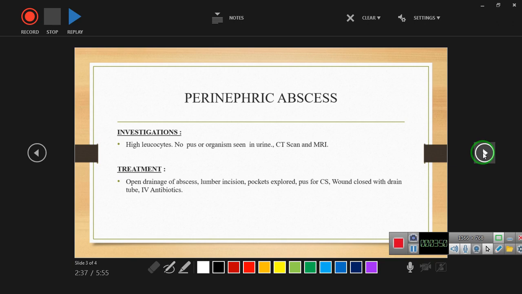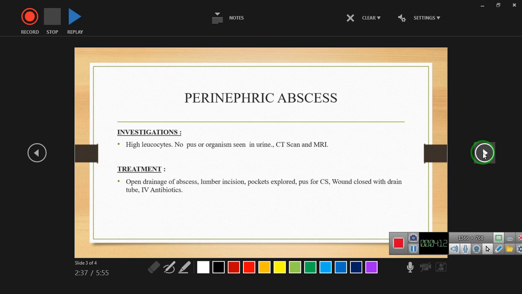Then we examine the CT scan or the MRI or the ultrasound. We see the abscess around the kidneys, what is its size, how deep it is, and if it is involving any other organ or system.